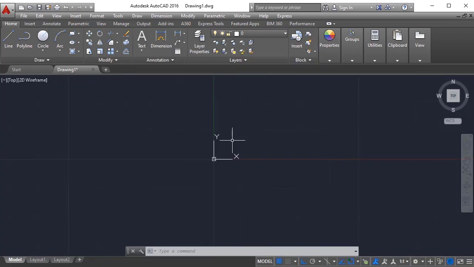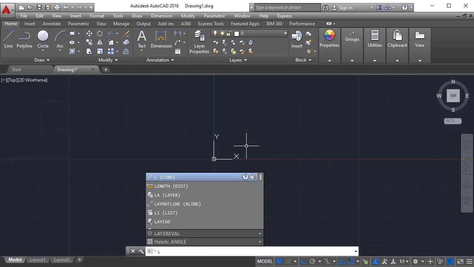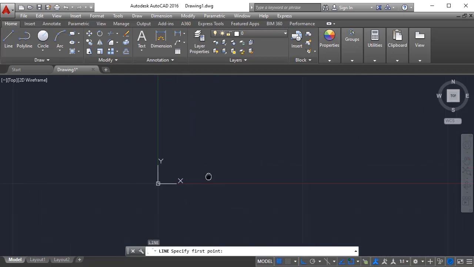Next, the fifth method I am showing you here is the direct method. I am taking the line command, and I am not using the origin.